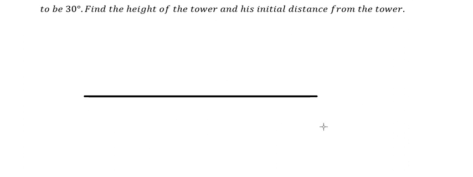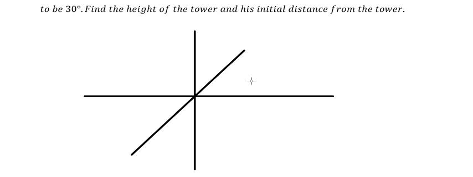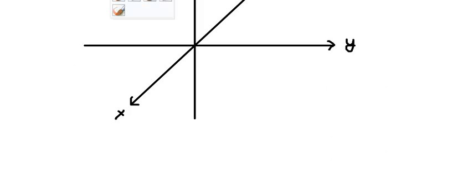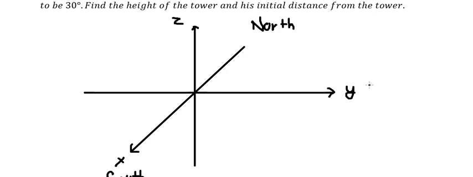So we need to draw axes x, y, z. This is for z, this is for y, and this is for x. Let's say we have x about the south. So that means this one should be north, this one east, and this one west.